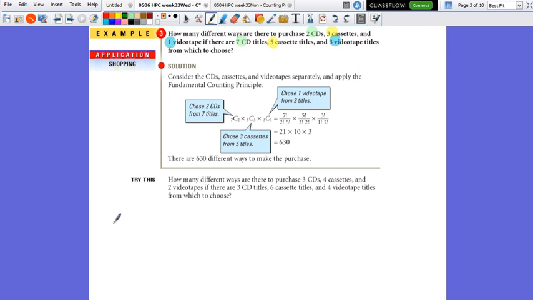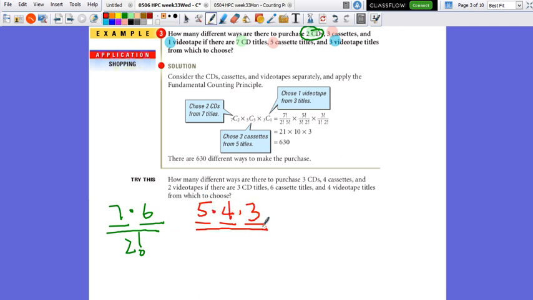So I'm picking two CDs. That's 7 times 6 over 2 factorial. Now let's look at the red. I'm going to use red right here. As a separate problem, that's 3 cassettes: 5 from a pool of 5, 4, 3, divided by 3 factorial right here.